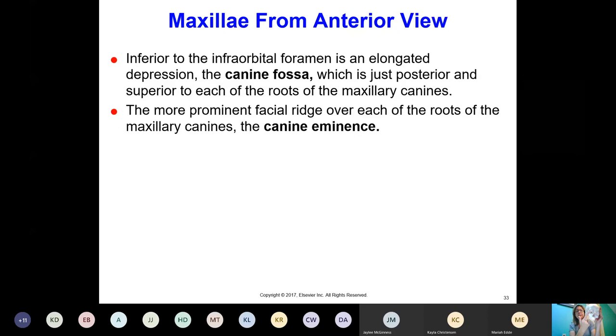And those two landmarks are important because when you're giving your ASA, or anterior superior alveolar injection, to numb the upper front teeth, those are your landmarks. You're going to go just above the canine eminence. So just above. And by the time you angle your syringe to go in, you're going to be in the canine fossa. And that's where that nerve is that you're going to want to hit to numb. So two important landmarks for you there.